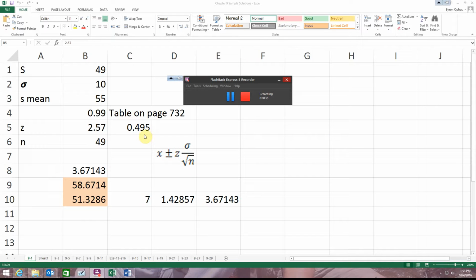And so in our case, problem 1, it says a sample of 49 observations is taken from a normal population with a standard deviation of 10. The sample mean is 55. Determine the 99% confidence interval for the population mean.